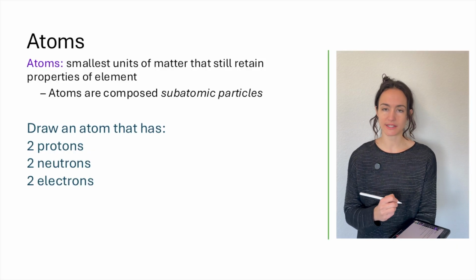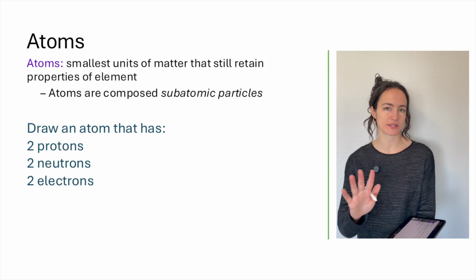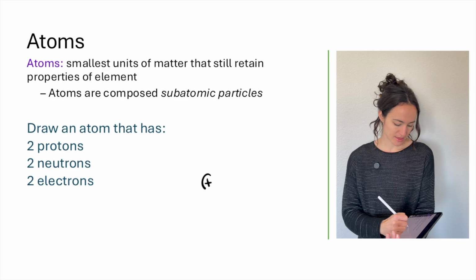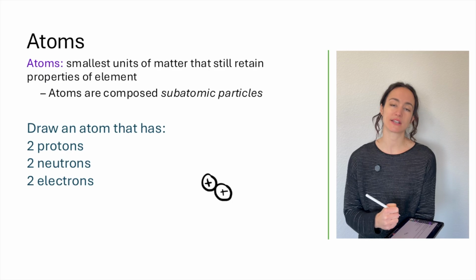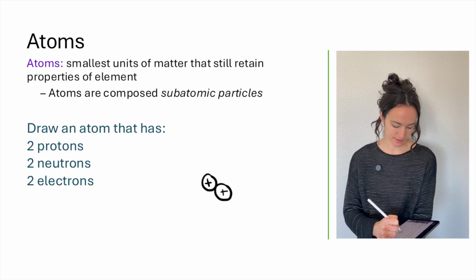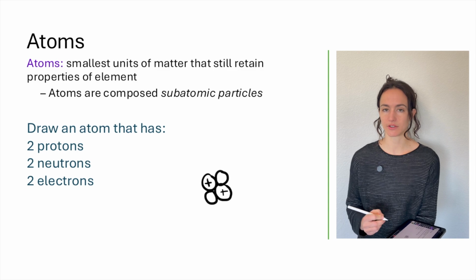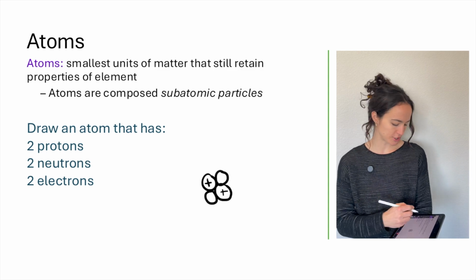So when we're drawing these out, there's various ways to make models. We're going to stick with a simple version for the sake of just intro biology. In the middle of an atom are the protons, and protons have a positive charge. That's why I'm putting a plus sign. This is also where you find the neutrons, which are thought to have a neutral charge.